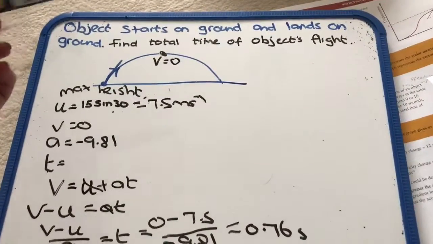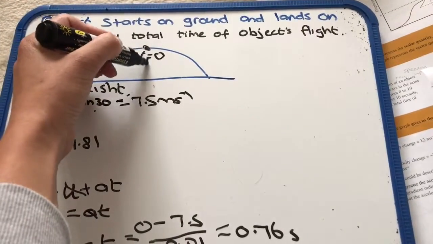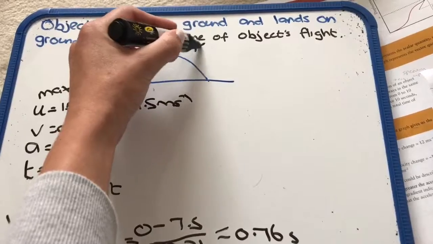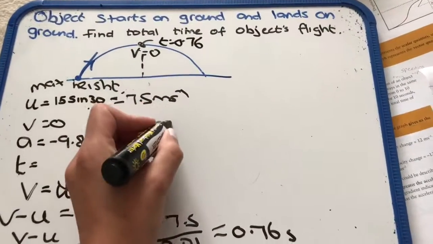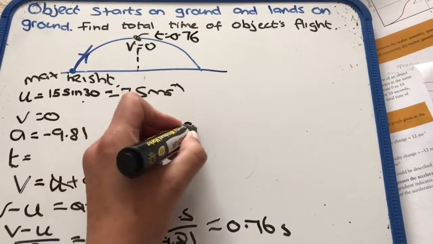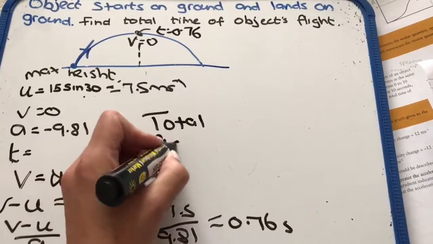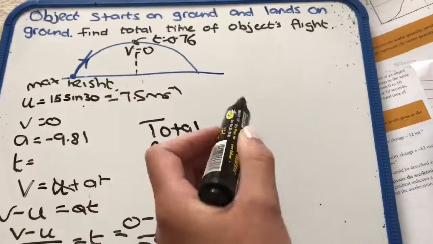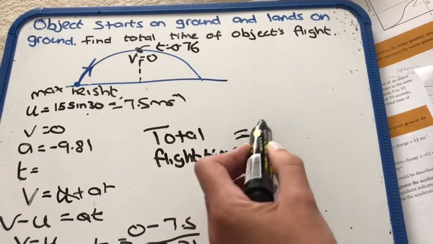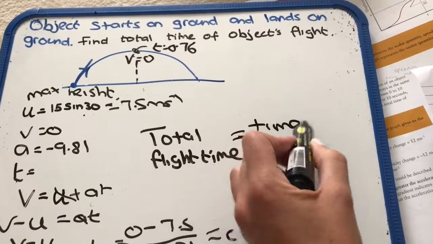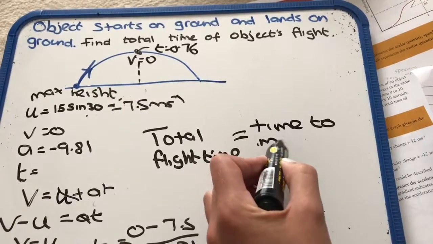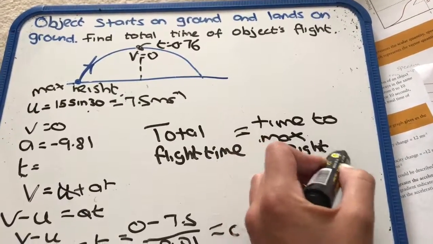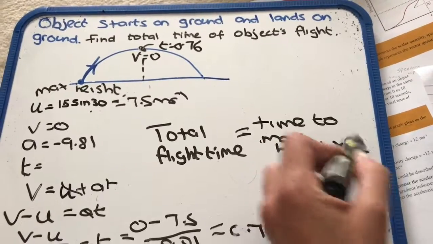Okay? Now, because the object, as I said, starts and ends on the ground, what you have to do is find the total time. So the minute we've only found the time to this max height. And to get to here, t is 0.76 seconds. So to find the total flight time, you do the time to max height and we multiply it by 2.